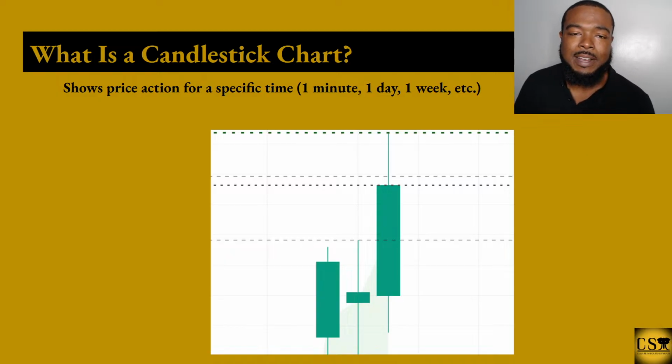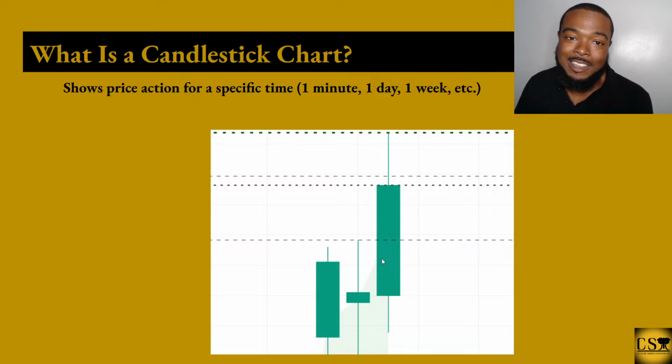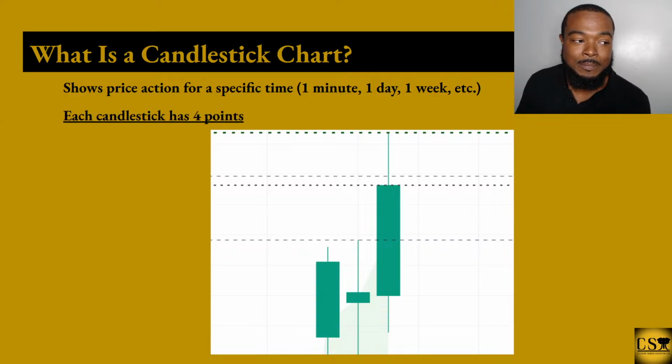This could represent price action for a particular time frame. Each one of these candlesticks could represent 1 minute. They could represent 1 day, 1 week, 1 month, 1 year even. So you could zoom out further and further on the market and look for patterns on these candlesticks based on different time frames. I like to zoom out further because I feel like further out time frames give you a more accurate depiction of what's going on in the market.